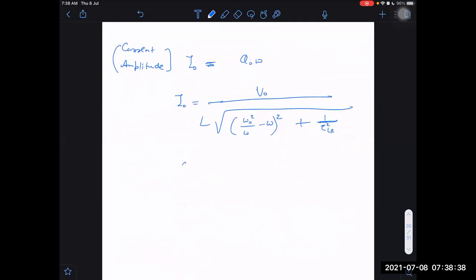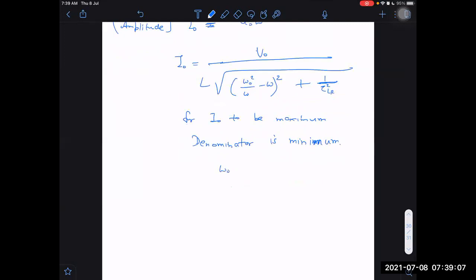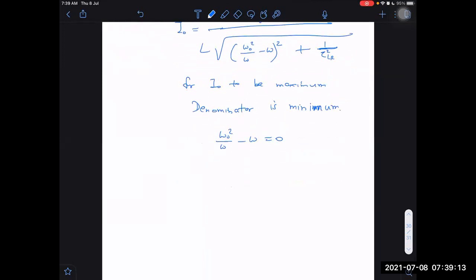So now I want the current to be maximum. Then for I naught to be maximum, the denominator should be minimum, and we can see clearly when the denominator will be minimum here. It's very easy to tell. The denominator is minimum when omega naught square by omega minus omega is equal to 0, or omega square minus omega naught square is equal to 0, or just omega is equal to omega naught.